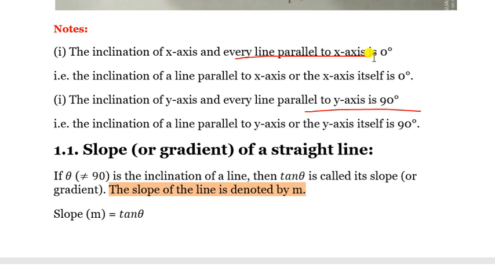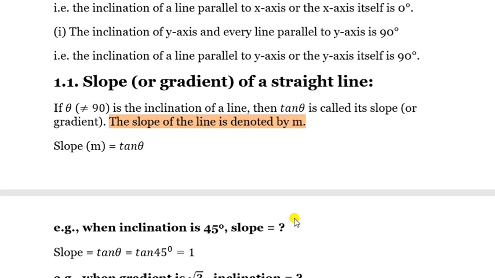Is it clear? Now I am going to explain slope. It's a very important topic also. See, what is slope? If theta is the inclination, because you have already learned inclination, then tan theta, the value found with the help of tan, is the slope or gradient of the given straight line. Is it clear?